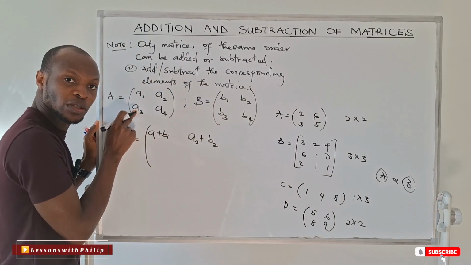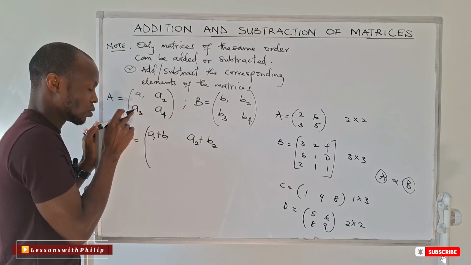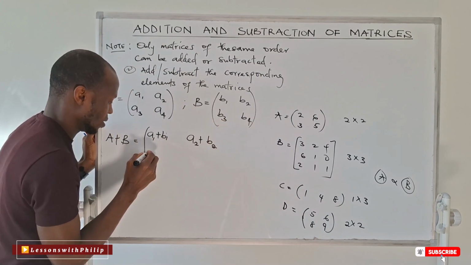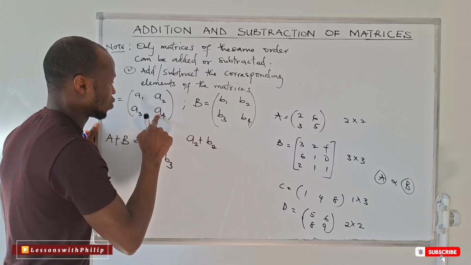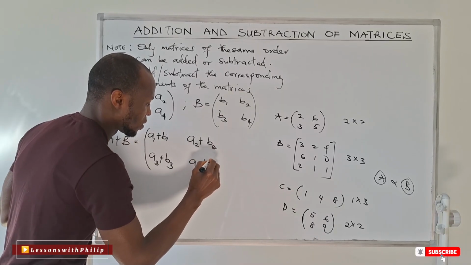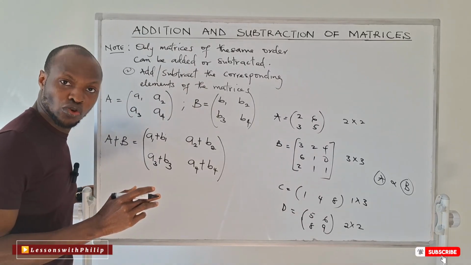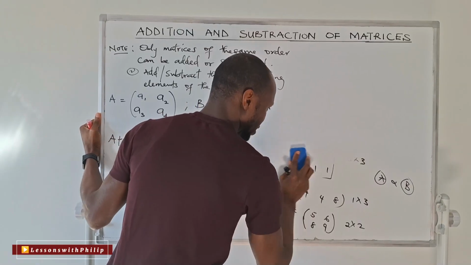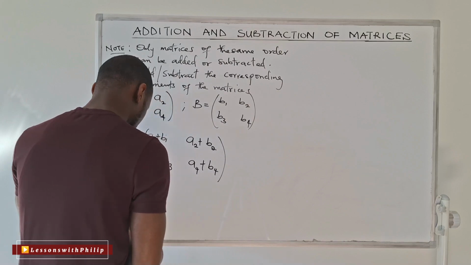Then this one will be added to the corresponding element. This is row 2, column 1. Okay? That shows will be A3 plus B3. And this one will go together. That will be A4 plus B4. This is the principle of adding two matrices. So we'll do some examples and we'll see how we add matrices.